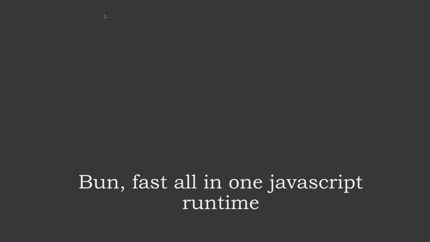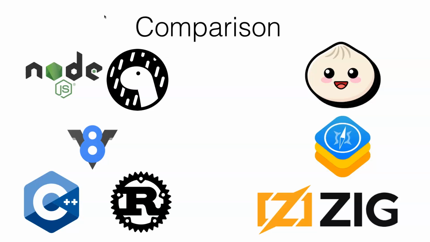In today's video I want to talk about Bun, a fast all-in-one JavaScript runtime. So, of course, you know that Node.js is a runtime for JavaScript and Deno is a runtime for JavaScript and TypeScript. And now you have Bun. It's also a JavaScript runtime, for JavaScript, but also TypeScript, right?